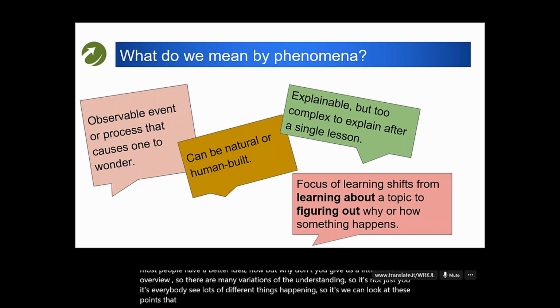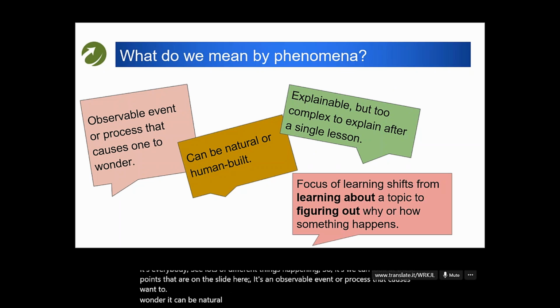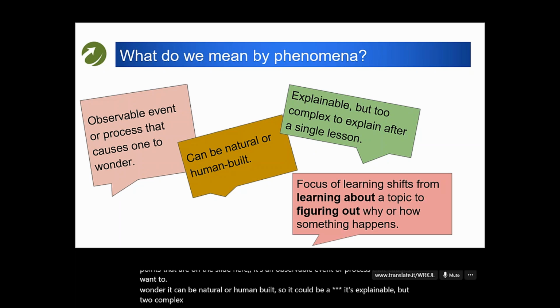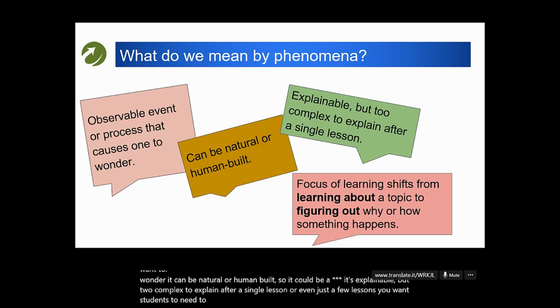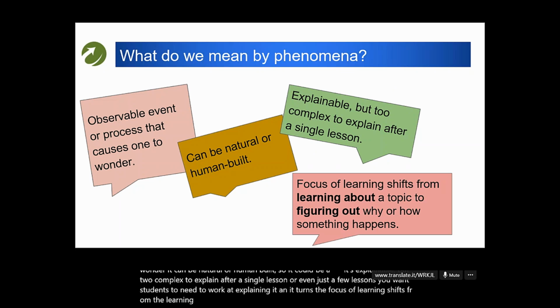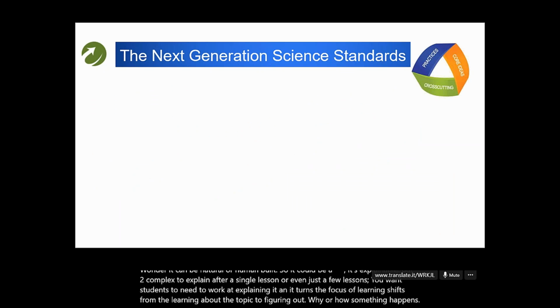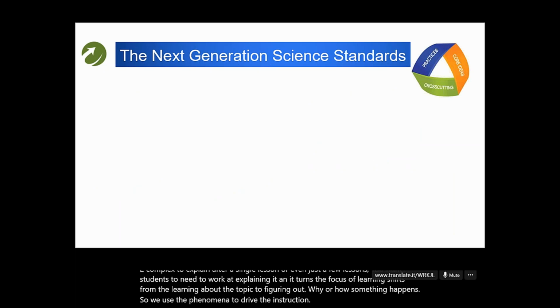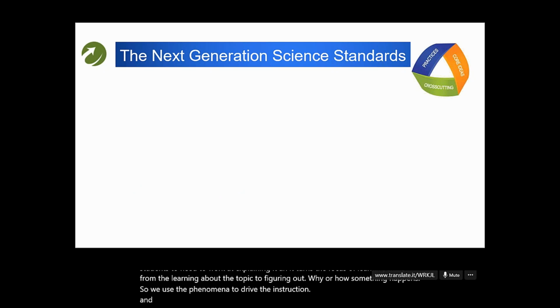It's an observable event or process that causes one to wonder. It can be natural or human built, so it could be a dam. It's explainable, but too complex to explain after a single lesson or even just a few lessons. You want students to need to work at explaining it. And the focus of learning shifts from learning about the topic to figuring out why or how something happens. So we use the phenomena to drive the instruction. Okay, and that really takes us into NGSS and how it supports it.